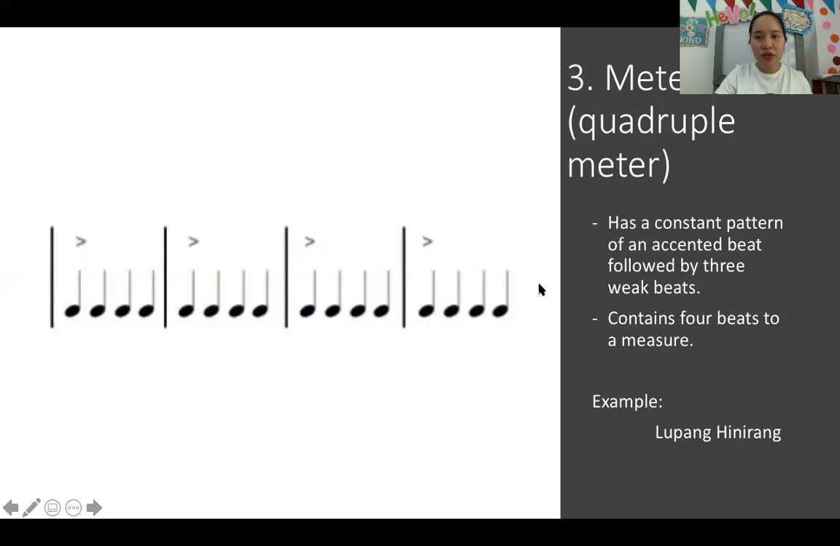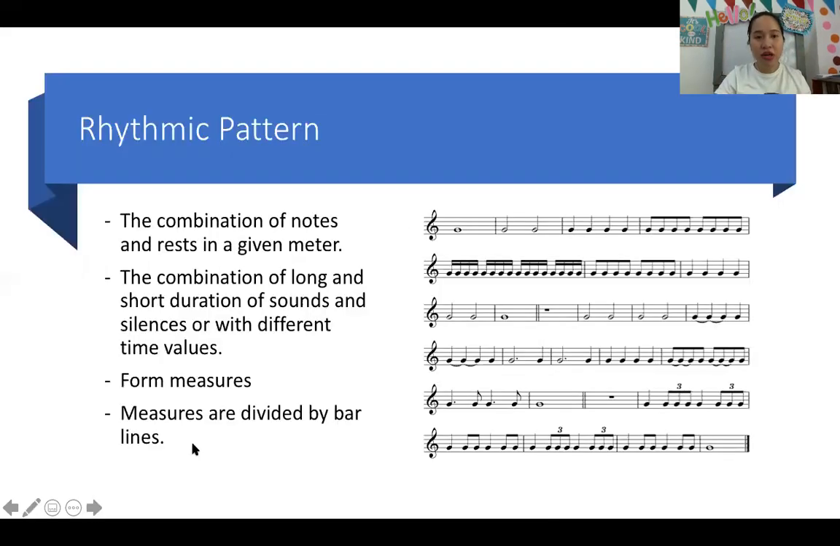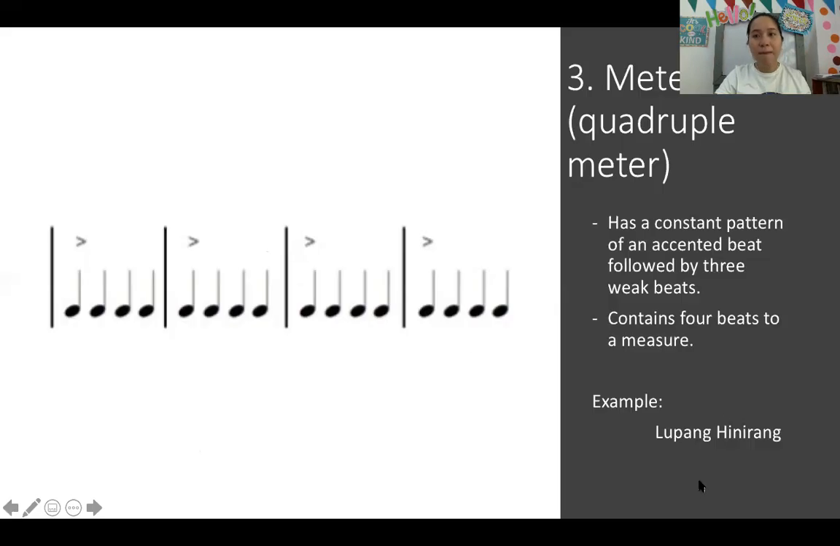To continue, earlier we were on meter in 3. 1, 2, 3. We are now on the third meter, which is the meter in 4 or quadruple meter. Quadruple meter is a constant pattern of an accented beat followed by 3 weak beats. You can see that there are 4 notes, because each note represents one beat.